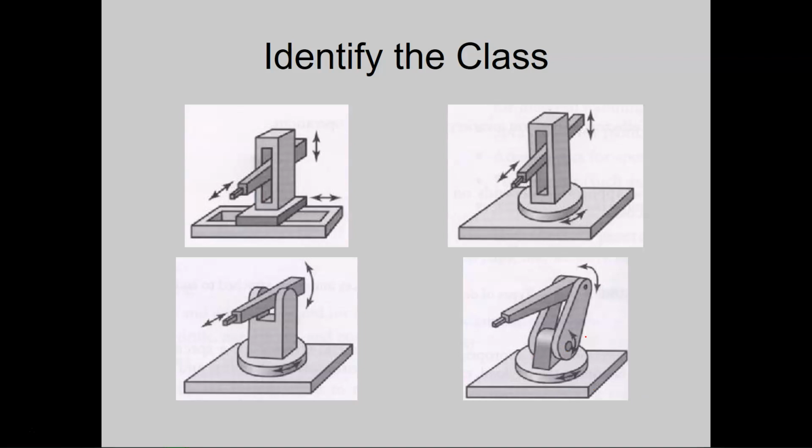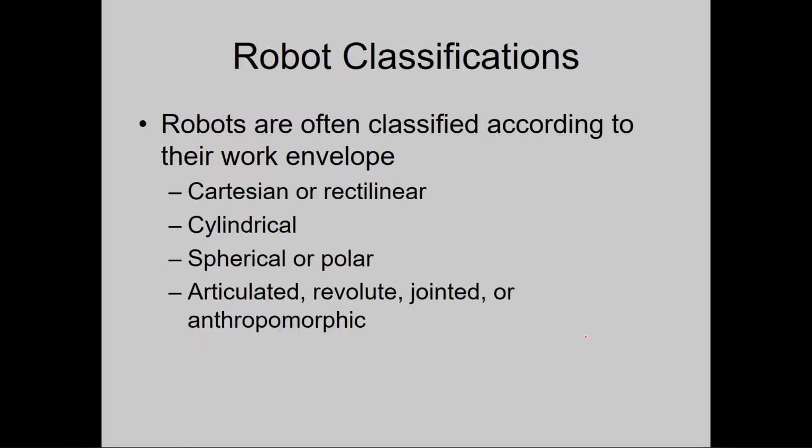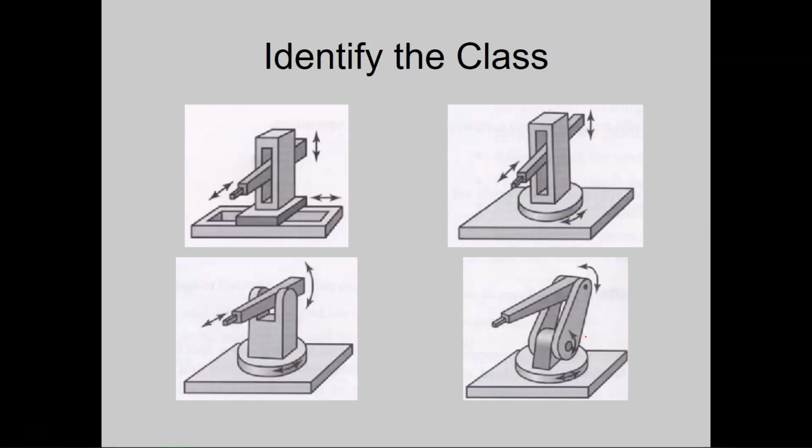And then this guy is just able to move however he wants to. I believe they called it the anthropomorphic, articulated, revolute, jointed, whatever you want to call it. But the way he moves is he's able to take this end of arm tool up and down. He has the ability to move forward and backwards by moving the elbow joint here, or you can sweep it from side to side using the base.